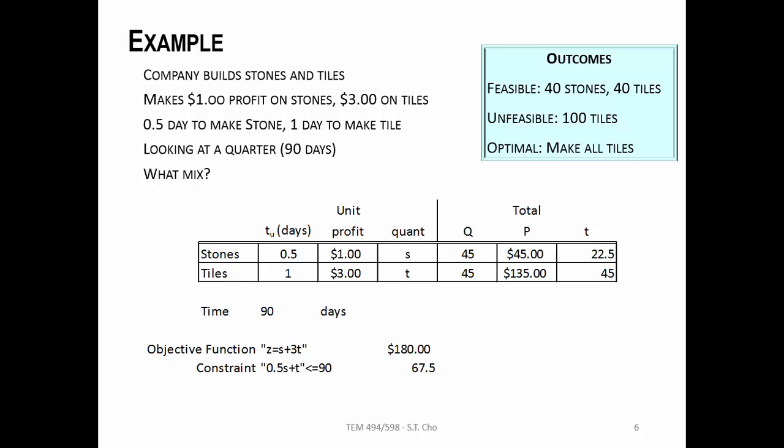So what I can do is set it up. As you can see, my objective function that's maximizing the profit is $1 times the number of stone tiles I'm going to make plus $3 times the number of regular tiles I can make. That's what I want to maximize. However, it's limited by the fact that S, which is the number of stone tiles I'm going to make, times a half a day plus the number of regular tiles I'm going to make, times 1 day, has to be at most Q. The big Q there is going to tell me what that number is.